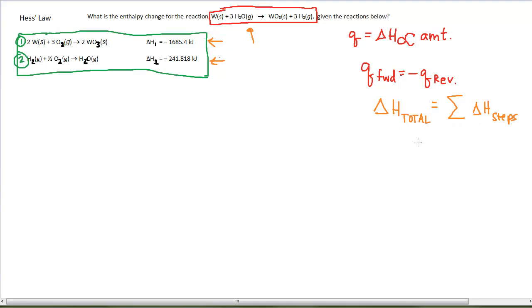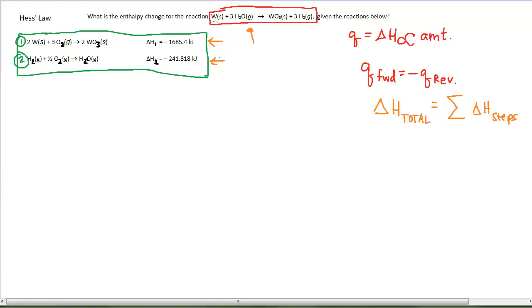This comes directly from the fact that the enthalpy change is a state function. Since it's a state function, delta H equals the final minus the initial, which means that it doesn't matter how many steps I have in the process, I can simply add up all those steps.